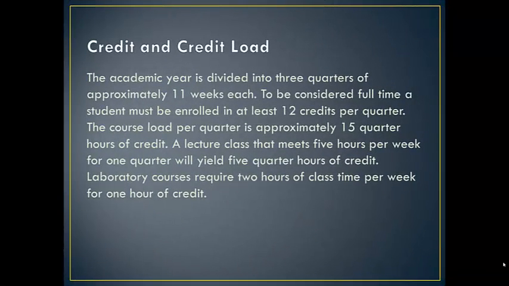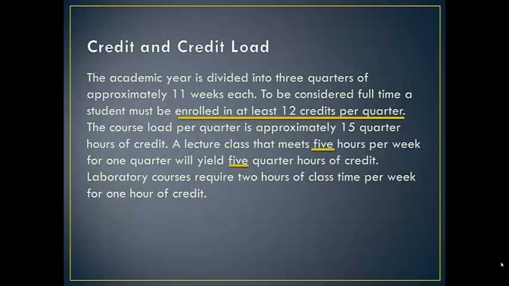Next, we're going to talk about credit and credit load. The academic year is divided into 3 quarters of approximately 11 weeks each. To be considered a full-time student, you must be enrolled in at least 12 credits per quarter. The course load per quarter is approximately 15 quarter hours of credit. A lecture class that meets 5 hours per week for 1 quarter will yield 5 quarter hours of credit. Laboratory courses require 2 hours of class time per week for 1 hour of credit.